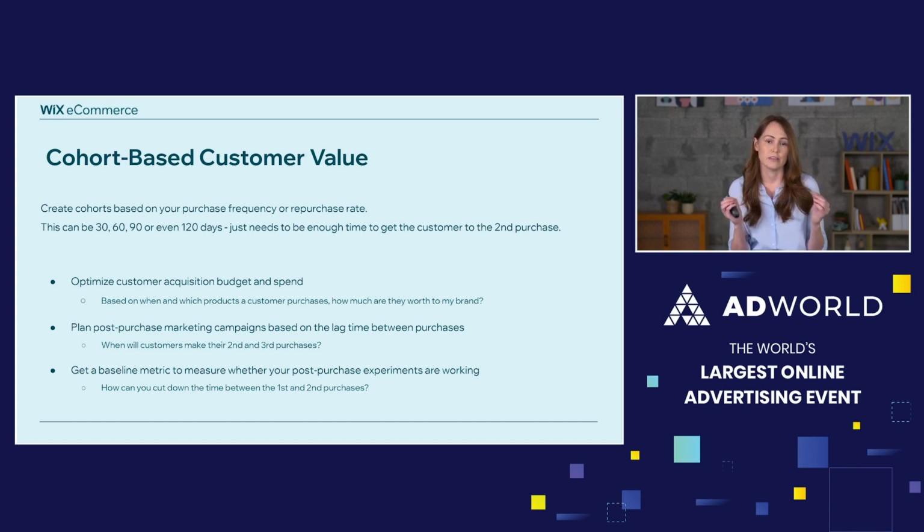And by looking at these shorter time frame cohorts for customer value, we're going to be able to actually optimize our acquisition budget and spend because we'll know when and which products customers are purchasing and how much they're actually worth to the brand. We'll be able to plan our post-purchase marketing campaigns based on that lag time between purchases. So we'll know when our customer is making their second and third purchases. And we're going to have a baseline metric that we can use to measure whether our post-purchase marketing activities are actually working. So thinking about how we're cutting down on that time between our first and second purchases.